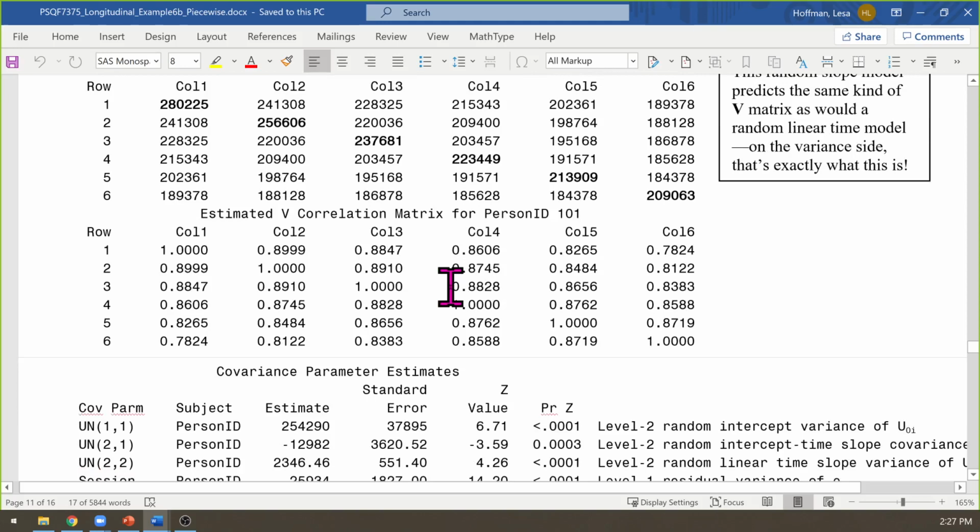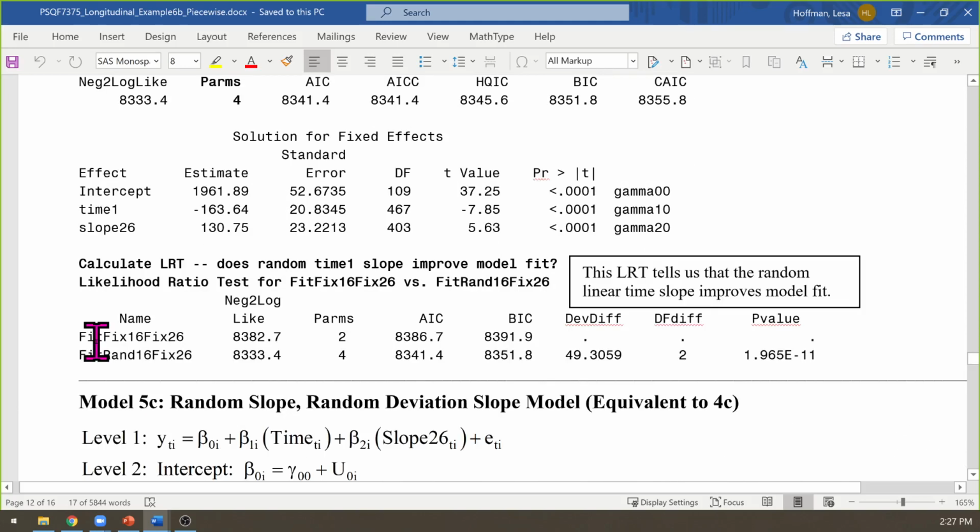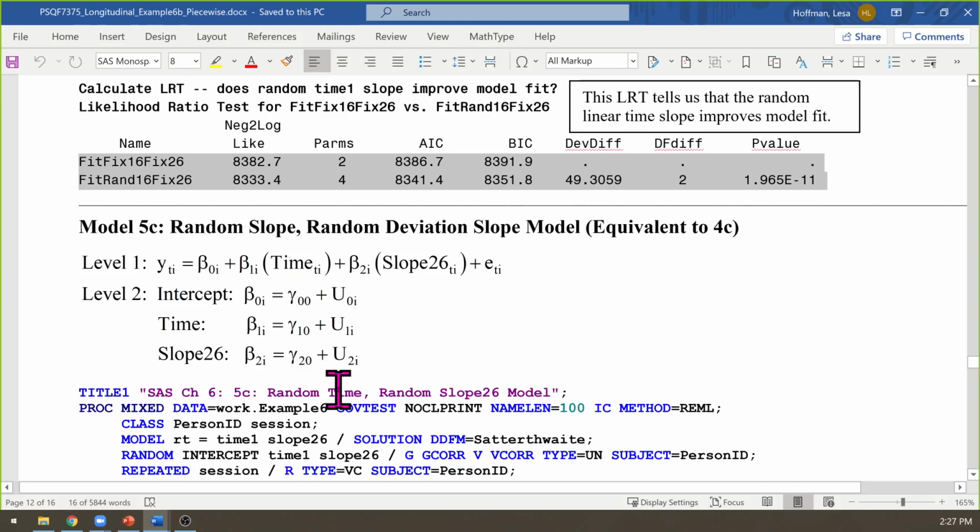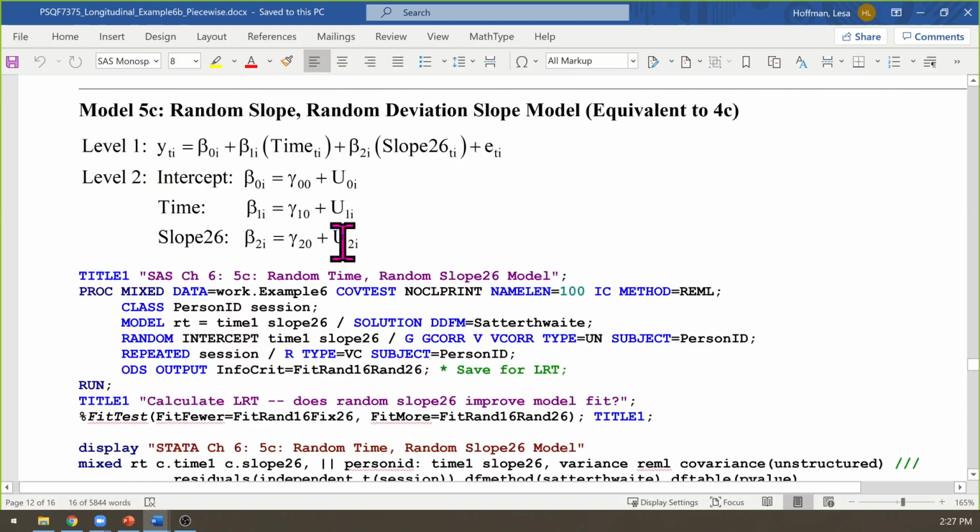We would add the likelihood ratio test to see if it helped. Yes, it did. We can then test the second random slope and see if that helps. And once we have both of them in the model for the variance, the interpretation on the random side matches the fixed side.